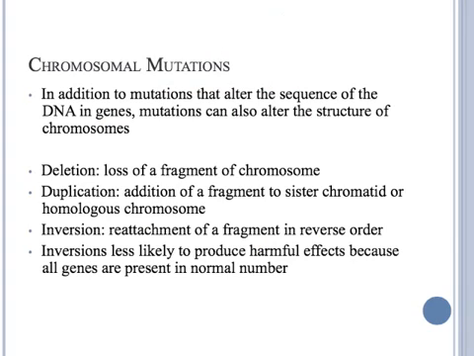Okay, so those are all mutations looking at one base or a couple bases at a time. Other types of mutations you can have are much bigger scale mutations that affect an entire chromosome or an entire part of a chromosome.